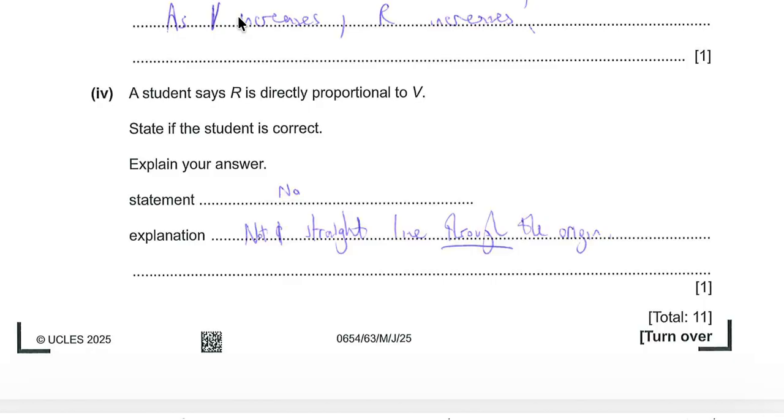A lot of students think that things going up together means directly proportional. It does not. When we're looking for directly proportional, we're looking for the idea that as V doubles, R will also double, and that is not the case here, and so therefore we do not say directly proportional.